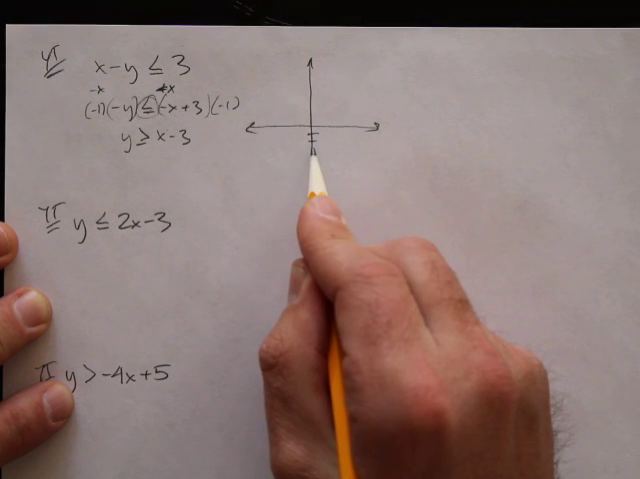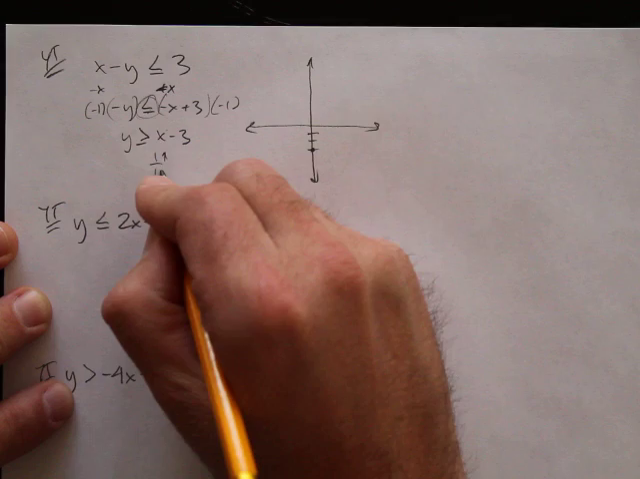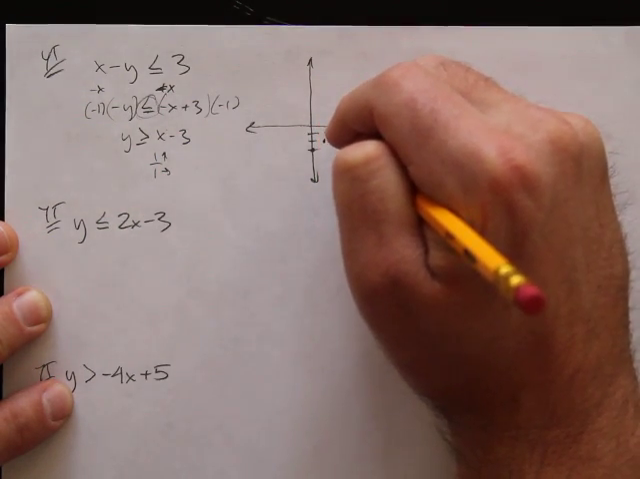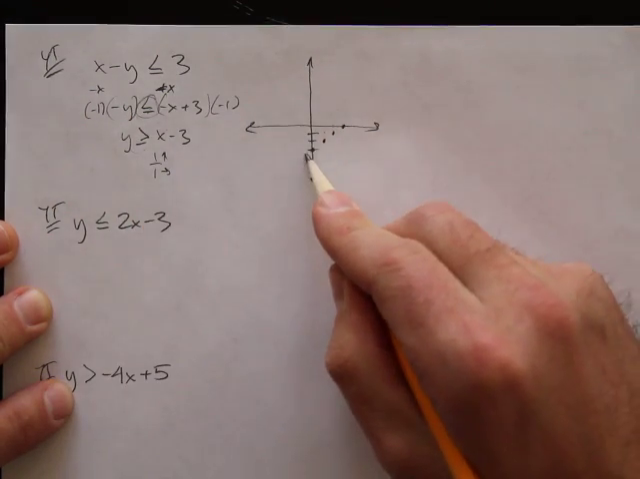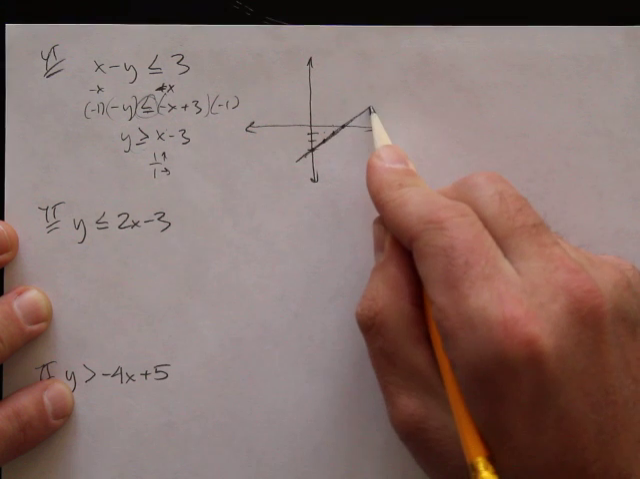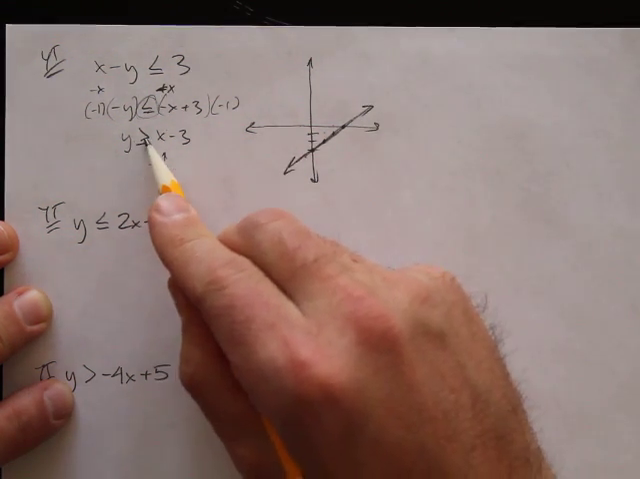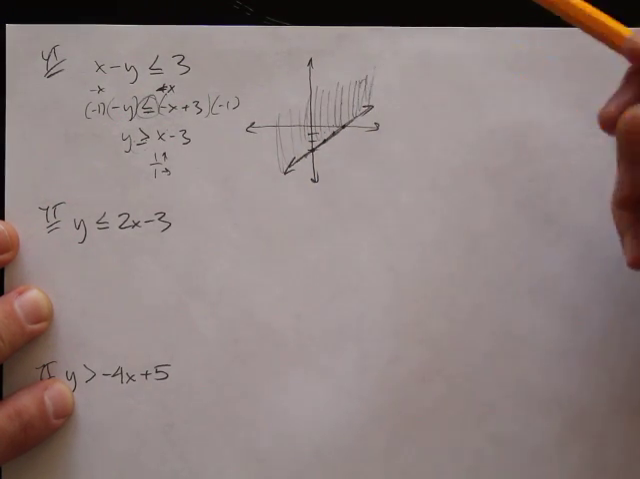Negative 3 is my y-intercept. My slope is 1 over 1. Up 1 to the right 1, up 1 to the right 1, up 1 to the right 1. And I have or equals to, so my line, or my expression here, is included in the solution. And y is greater than this, so I'm going to shade above.